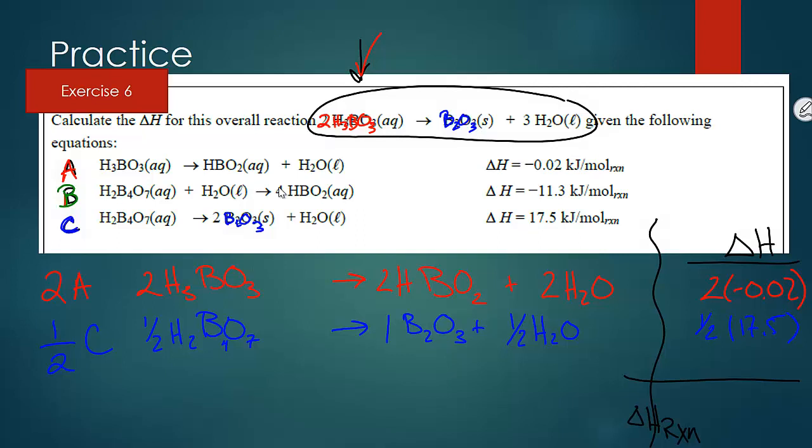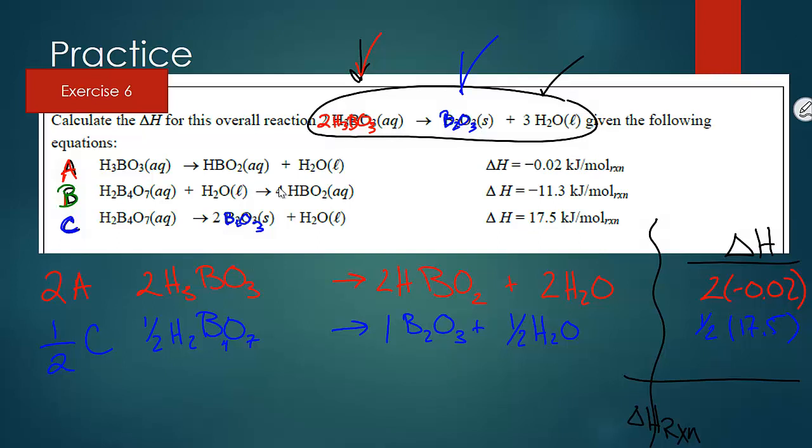Now, water appears all over the place. So I know that I have water as a product, but I don't have enough, right? If you look at our products right now, we have 2.5 waters, which is not enough.